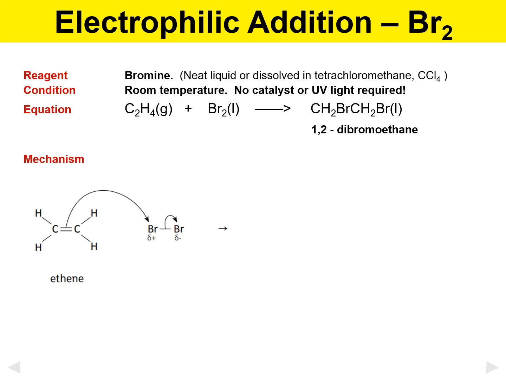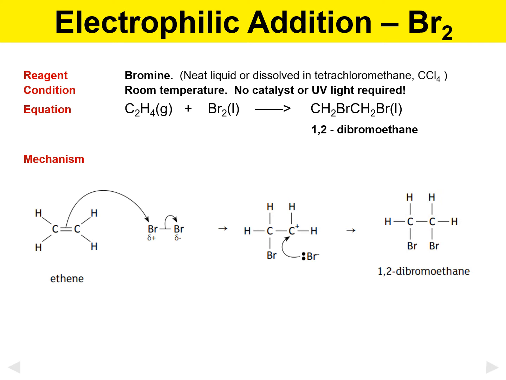This is an example of heterolytic fission. We form what is called a carbocation. It has a full positive charge because it has lost an electron to the bromine atom. The lone pair of electrons on the bromide ion move to the positive charge on the carbocation. And we form our product, which is 1,2-dibromoethane.